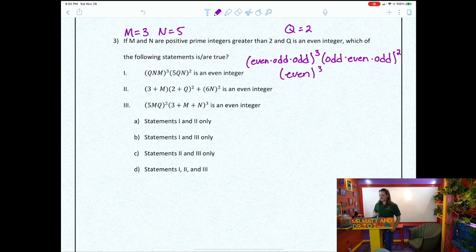An odd times an even is even. That even times an odd is still even, so that's going to be an even squared. An even cubed is even. An even squared is even. An even times an even number will be an even product. So statement 1 is true.